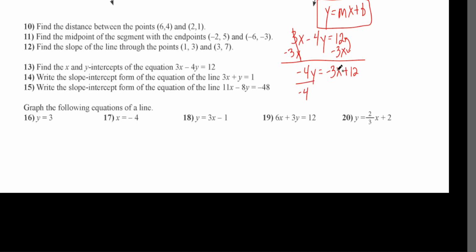Divided by something, at least once. I don't know if 2 times or not. But anyway, we've done it once today. And what do we do over here? Divide by negative 4. That cancels, so I'll write it up here.